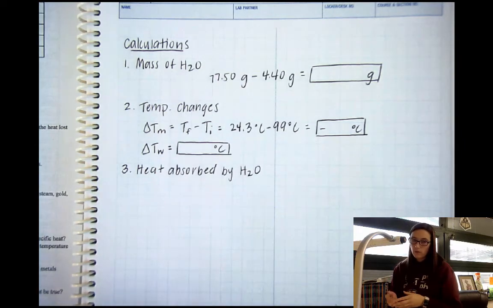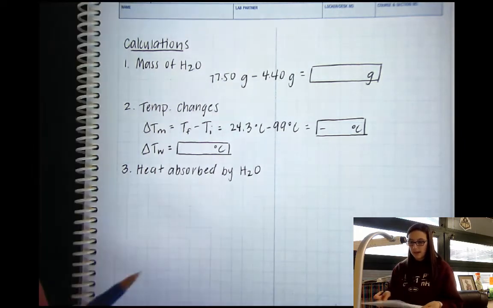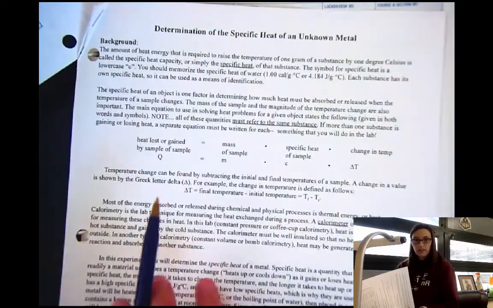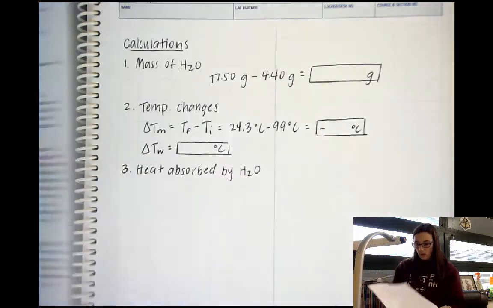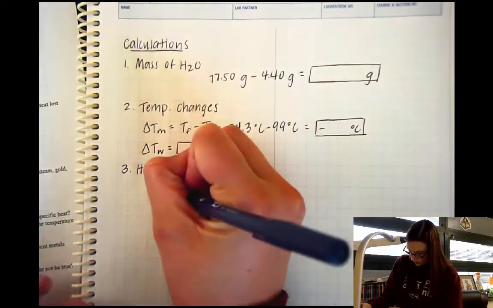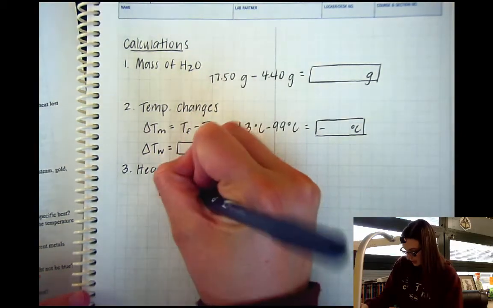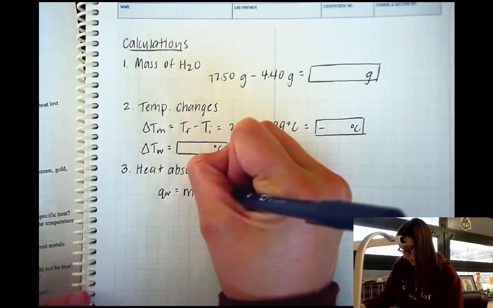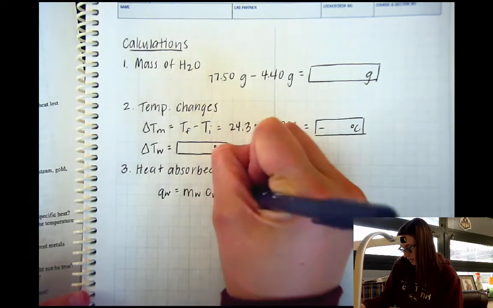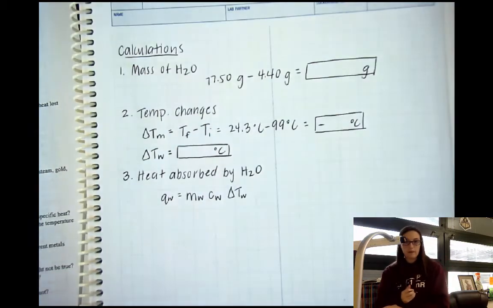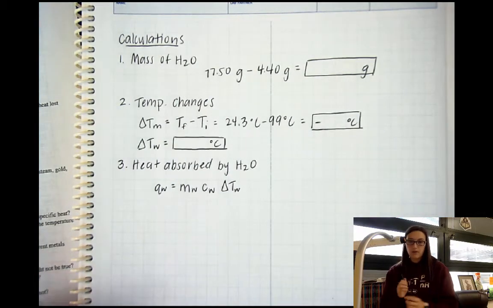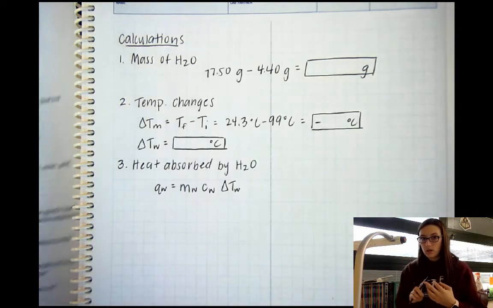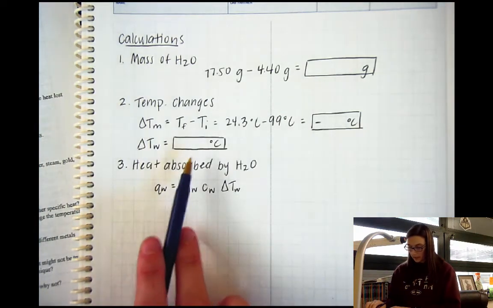When I'm solving for heat, this is like what you did in the pre-lab. In the background information, they gave us the equation, Q equals mc delta T. So if I'm solving for Q of water, that means I need the mass of water, the specific heat of water, and the change in temperature of water. So we need to look at our data table and find the mass of water. The specific heat of water was given in the background information, and delta T of water we just calculated up here.